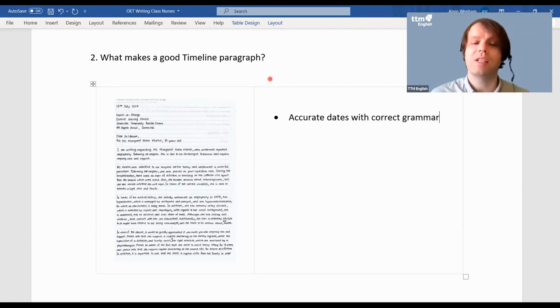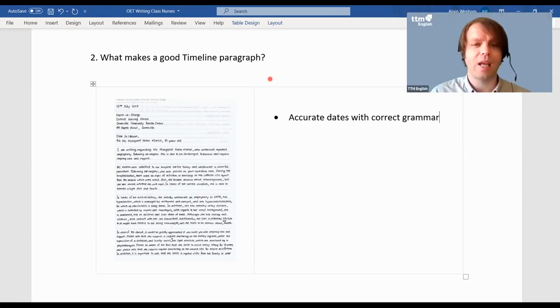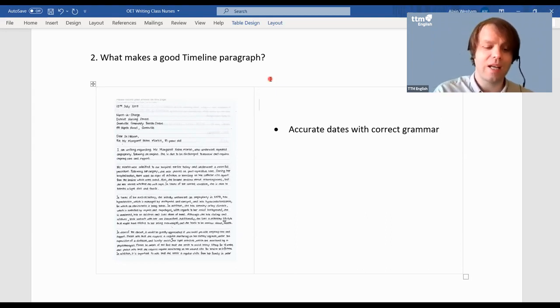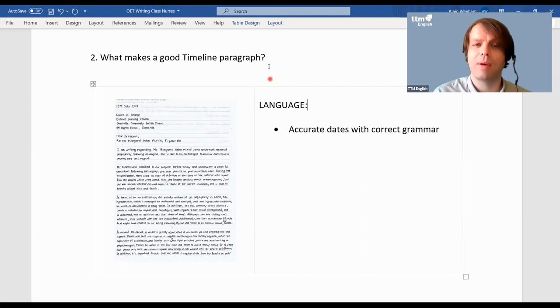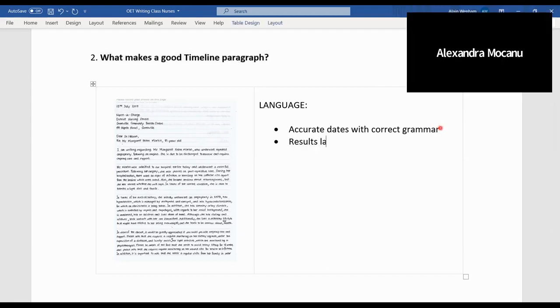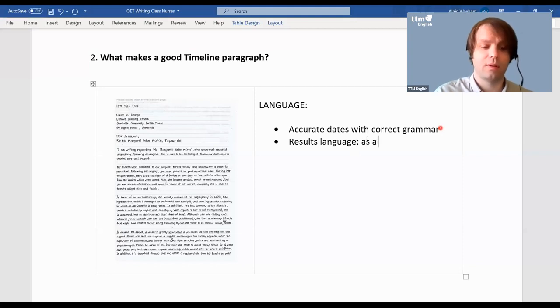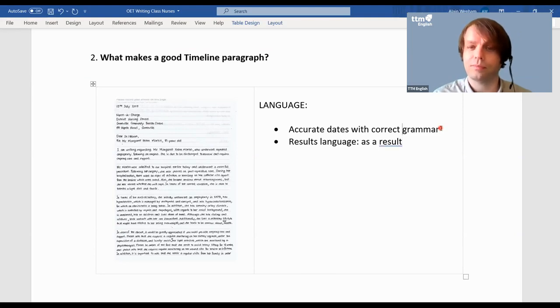Okay, what else makes a good timeline paragraph? Remember, it's the sequence of events. So let me just nominate someone. Alexandra, are you there? Think about the language that I need to use. I need to use dates language. What else do I need to do to make a good timeline paragraph? The result language. Results, good. Can you give me an example? As a result. Resulting in. Yeah, exactly, result. Right, as a result.